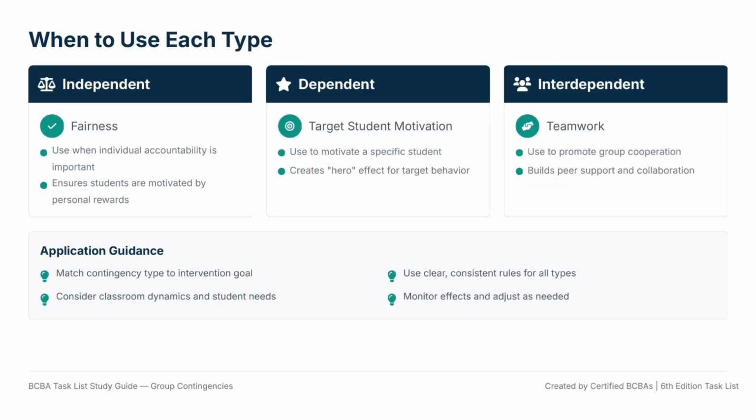In practice, each type of contingency serves a different purpose. Independent contingencies are best when you want to promote individual accountability and fairness. Dependent contingencies are useful when targeting a specific individual's behavior. Interdependent contingencies are effective for promoting teamwork and cooperation. As a BCBA, you must match the contingency type to your intervention goals and group dynamics.